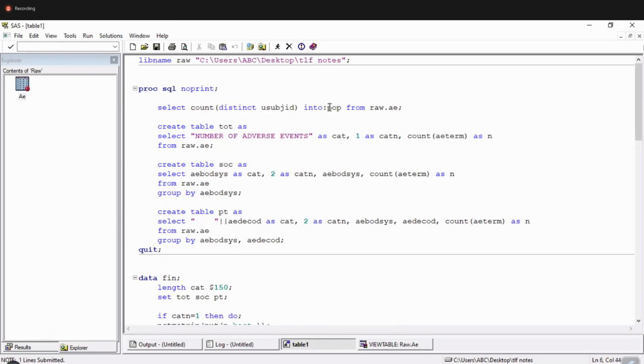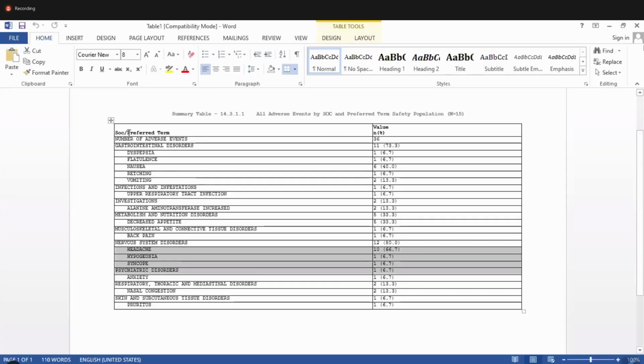I'm taking one macro variable called PO. This macro variable I'll use later for the percentage calculation. That's what I'm deriving first: this is the capital N count. Next, I'm creating a table, TOT. What is the first line I'm deriving here? Number of adverse events. Totally, how many adverse events are there?